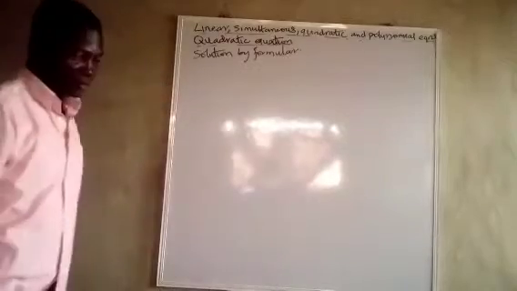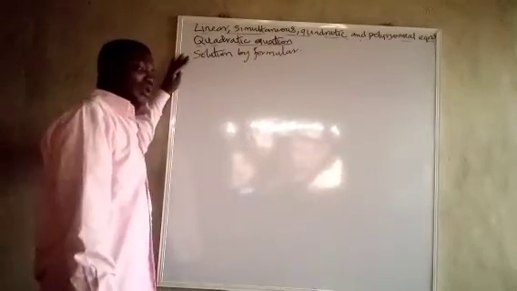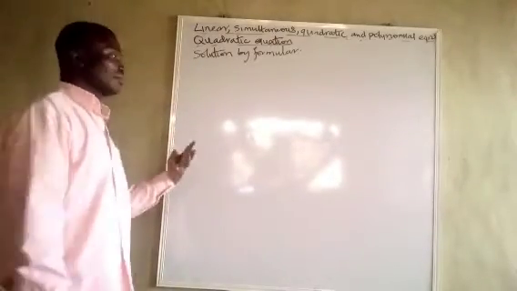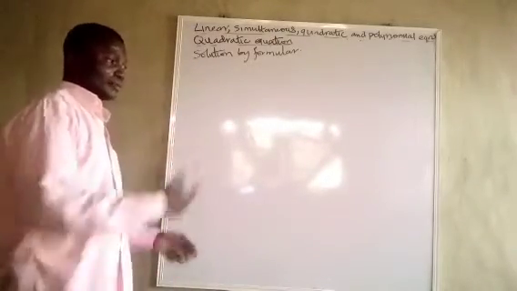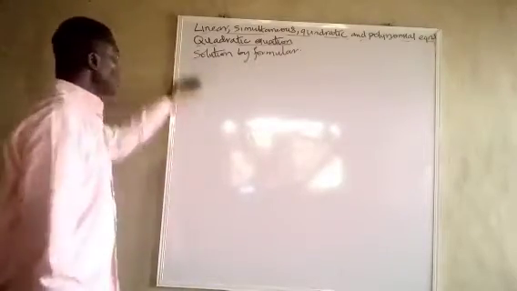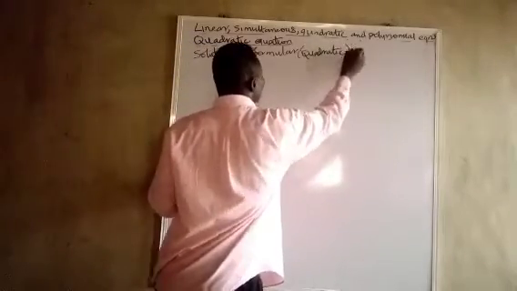This one is very useful. When you are too tired to be looking for the roots, or instead of using the completing the square method, just come straight to this and you get your answer. The only thing is that sometimes you might be specified to use the completing the square method. That's why you need to learn it. But this solution by formula, this quadratic formula, is derived from the knowledge of the completing the square method. Let's see how it goes.